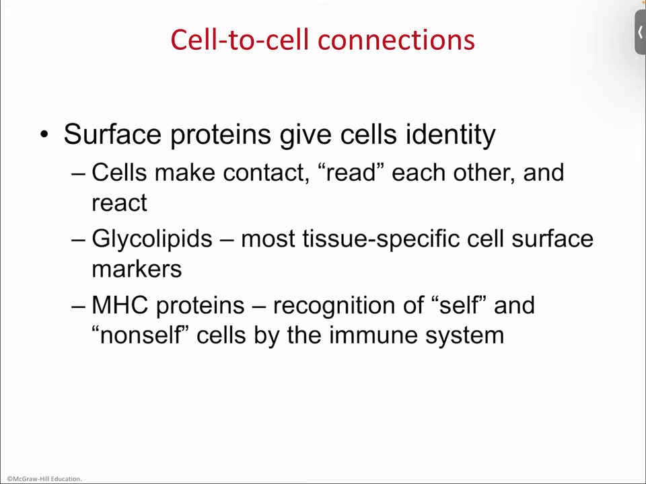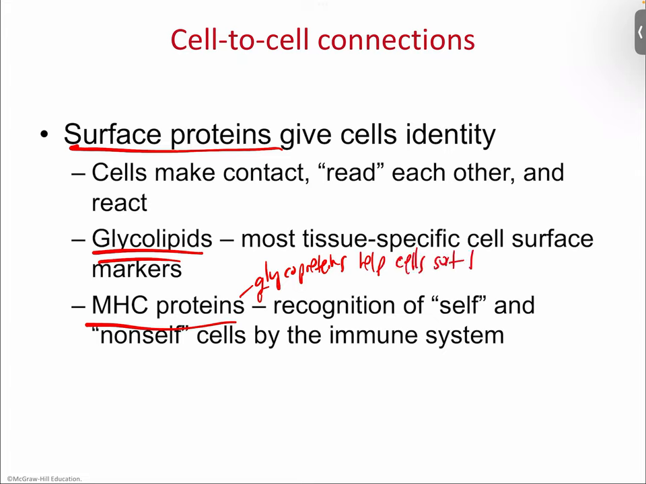So first of all, when you take a look at cell connections, you have to take a look at different types of what are called surface proteins. These are proteins at the surface of the cell, like we saw with integrin. And they have different functions. Integrin's job is to stabilize and anchor the cell to the extracellular matrix. We saw that one. But there are also other types of proteins out there. We have glycolipids and glycoproteins.